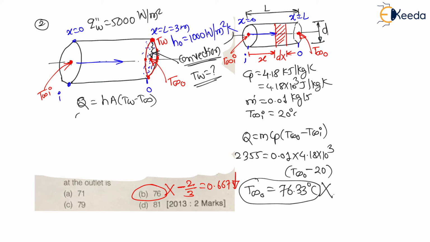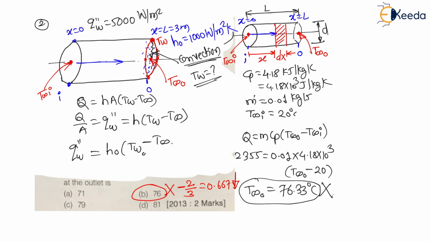Therefore, this Q by A, which is nothing but heat flux, right, which is given here, is h into T wall minus T infinity. But here they are asking on the outlet. Therefore, this heat flux q wall double dash is equal to h O into T wall at outlet minus T infinity at outlet. This formula we have to use. So let us use this formula and let us find this T wall at outlet.